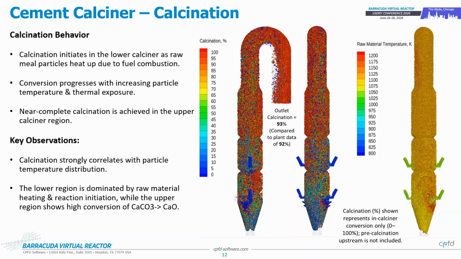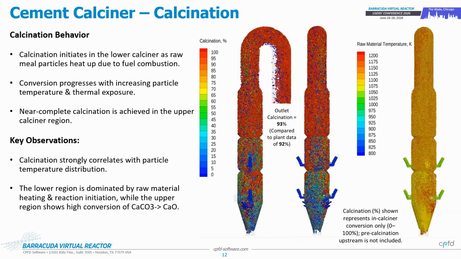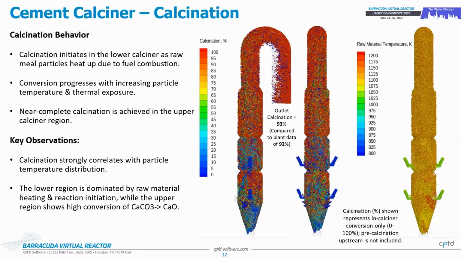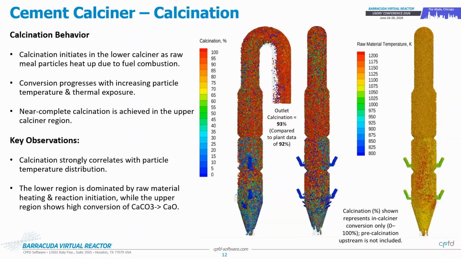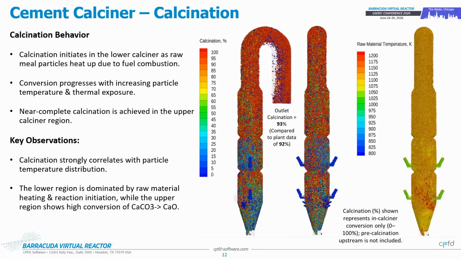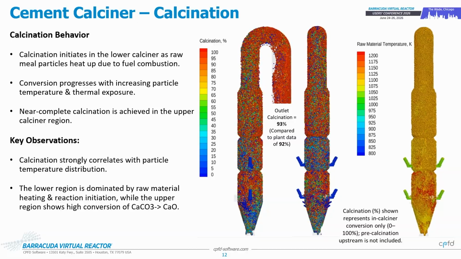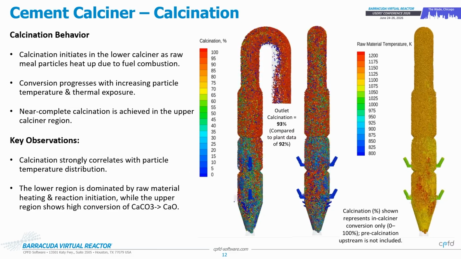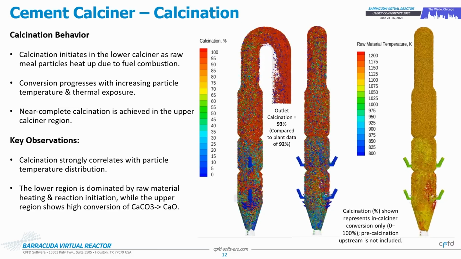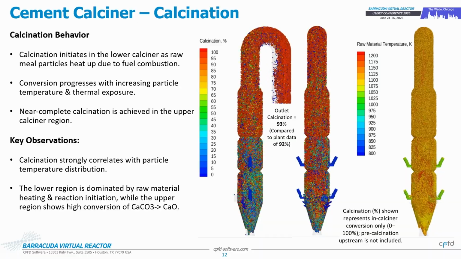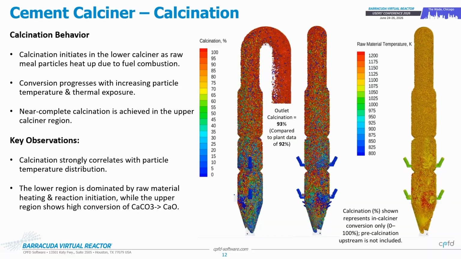And then as the particles are going upwards, they get more heat, and the calcination accelerates. And you see that at higher elevations, almost all of the material is calcined. So the lower region is mainly dominated by heating, while the upper regions are dominated by high conversion of the calcium carbonate into CaO, which is the objective of the calciner.